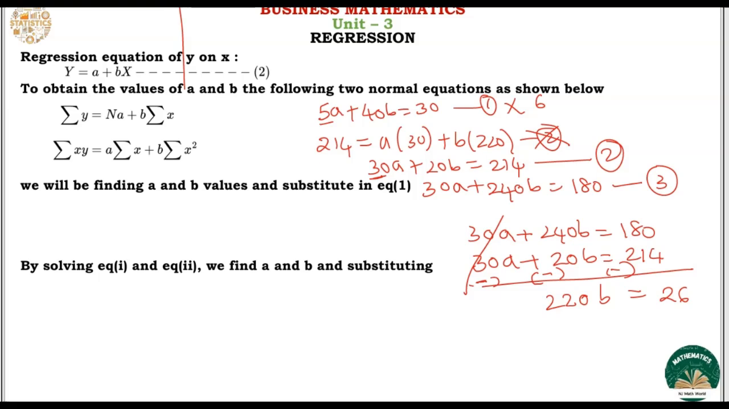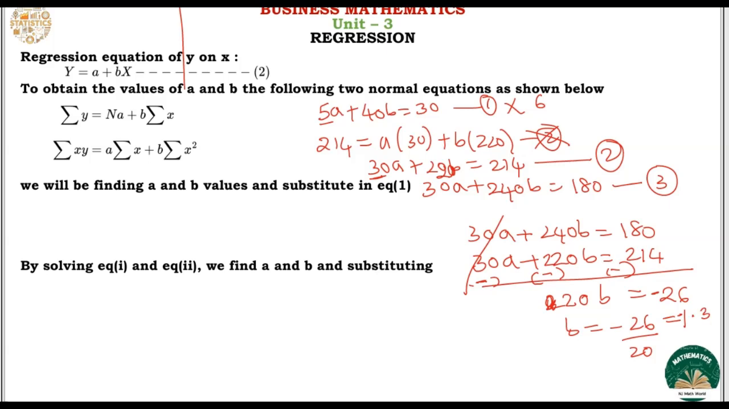Second equation, 6 into 5, 30a. That will be 30a plus b is 220. Yes, it is 220, not 20. So the answer here is 220, and it is minus. So b will be minus 26 divided by 20. So if you do minus 26 divided by 20, that will be minus 1.3.